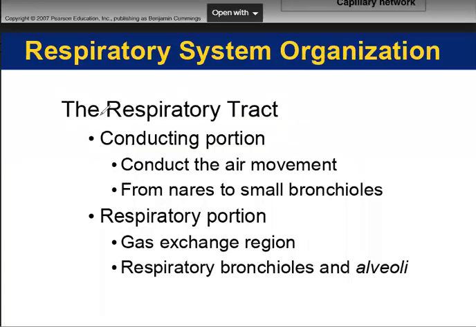Okay, then if we look at the respiratory tract, we have two portions to it. We have the conducting portion, and we have the respiratory portion. But if we look at this, what happens here? We're basically just moving air, conducting air movement into and out of the lungs, right? And then we have the respiratory portion, which is the gas exchange, which is what we've been talking about. And this is basically the alveoli and the bronchioles.